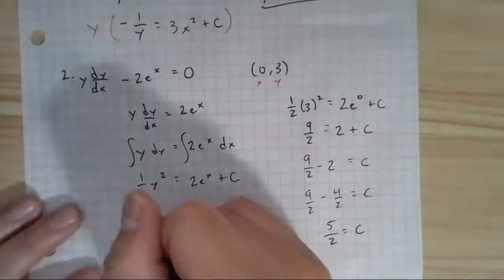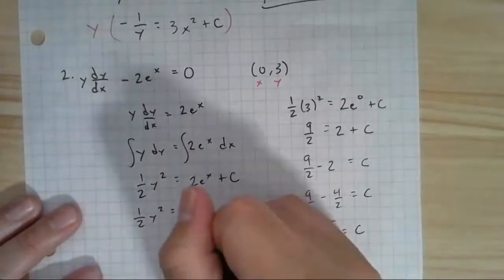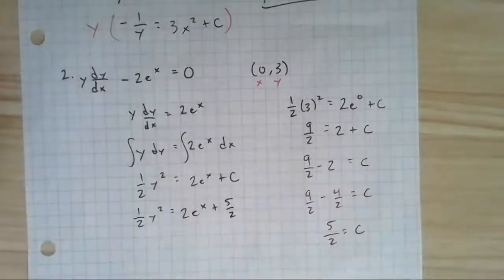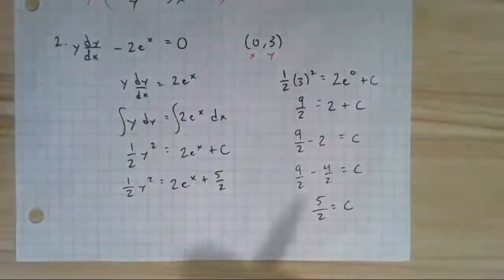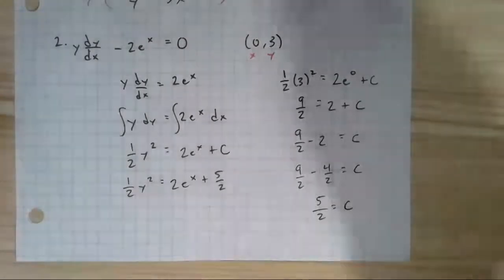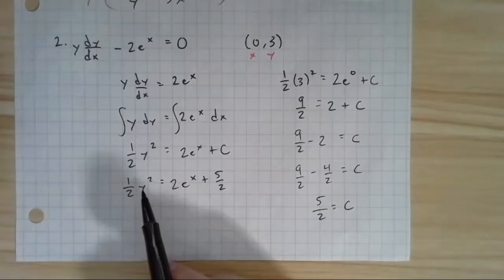So then I have 2 e to the x plus 5 over 2. Now I need the general solution, right? So I need the equation. I need y is equal to whatever the right side would be. So I need to isolate this y first.